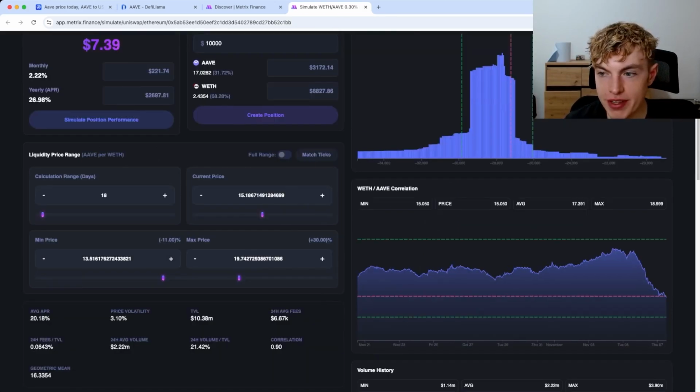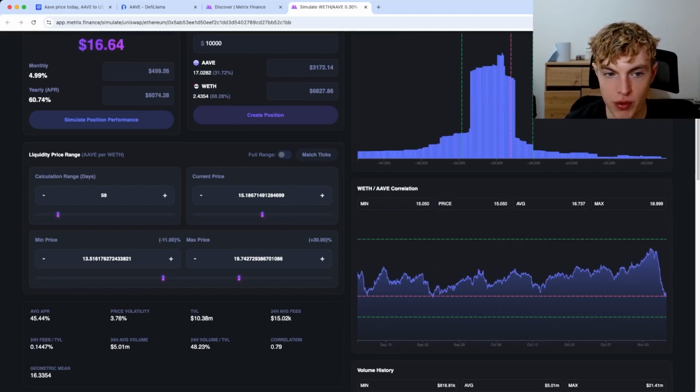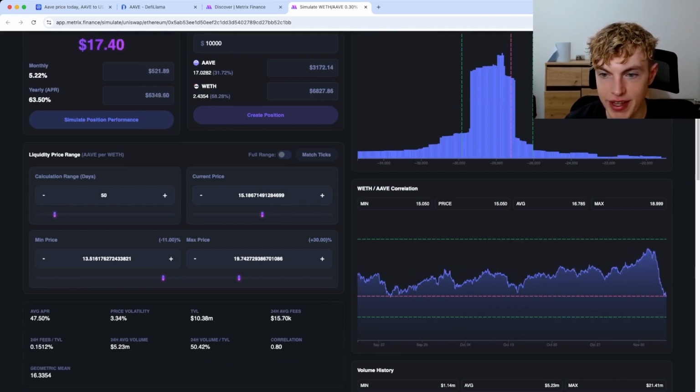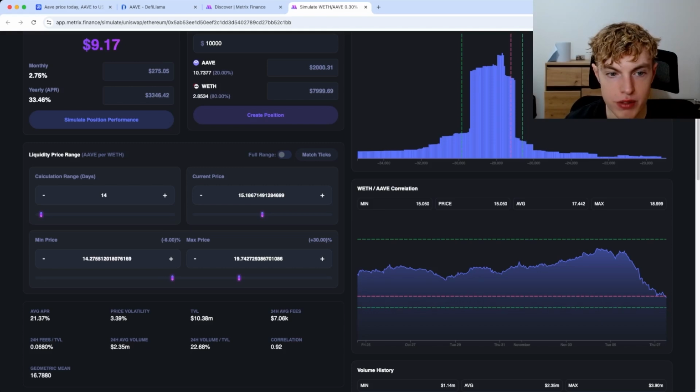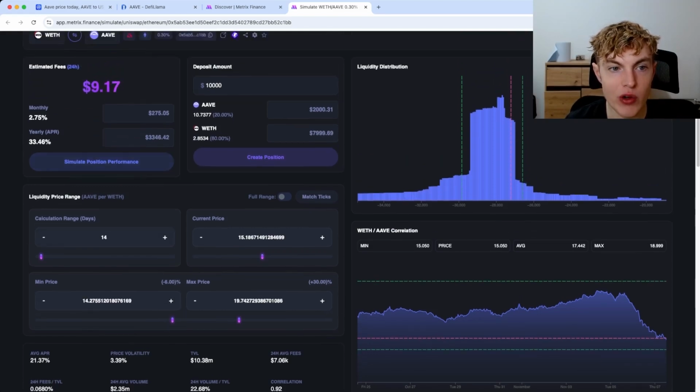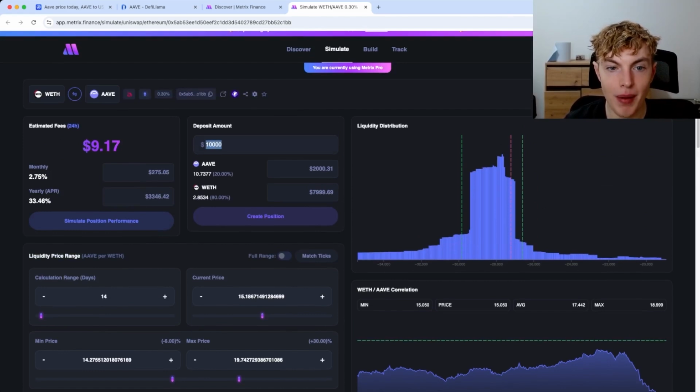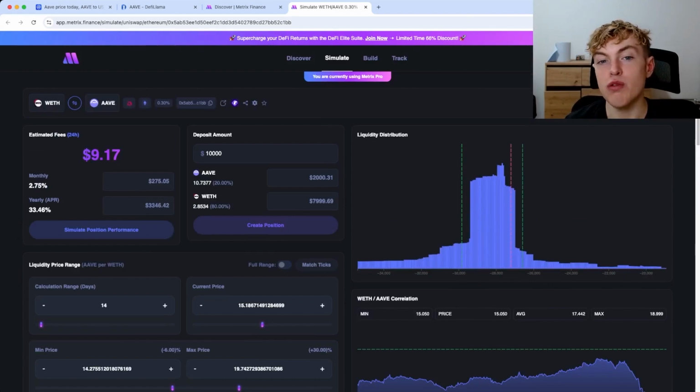So I'm going to zoom out on the calculation range and see if I can go tighter with the min price, which I think I definitely can. So I'm going to move this up to about 14, and now it's saying we're getting 33% APR, almost 34%. So with a $10,000 deposit amount, we'd be getting over $3,000 a year according to the simulation. So if you're happy with that, the next steps would be to do due diligence on these assets. Make sure these are something you would want to take on exposure to.